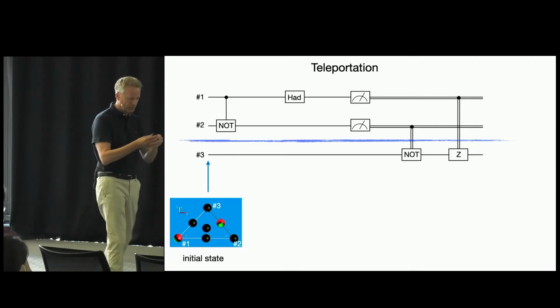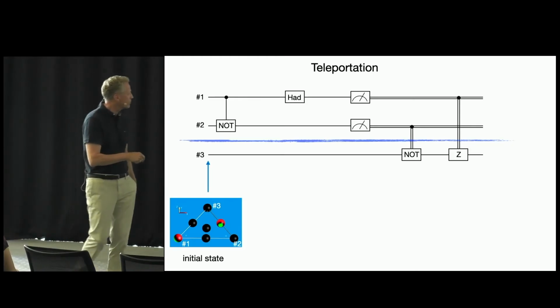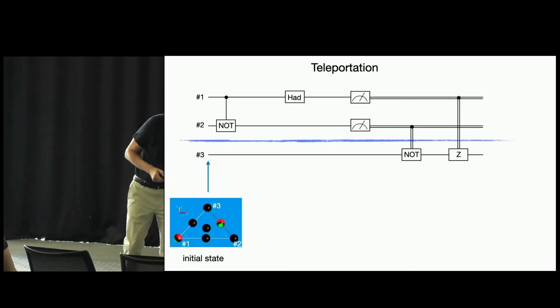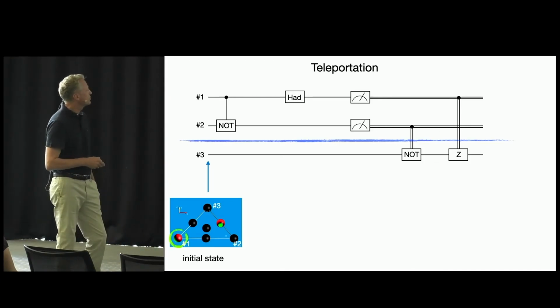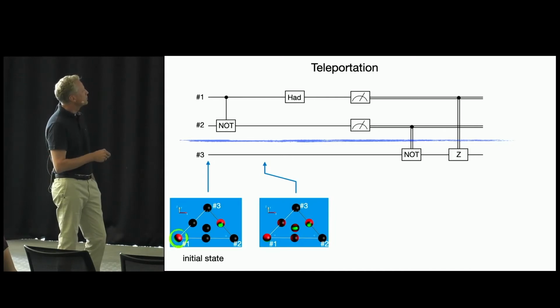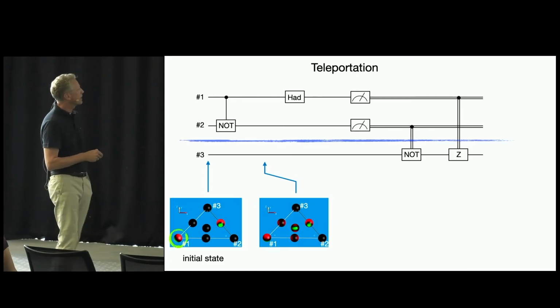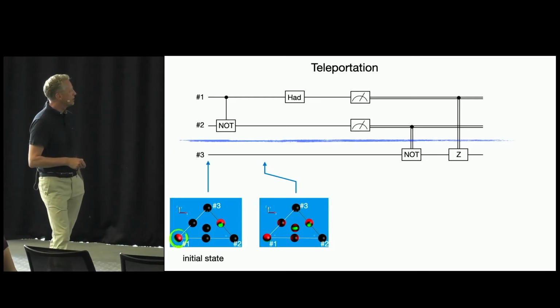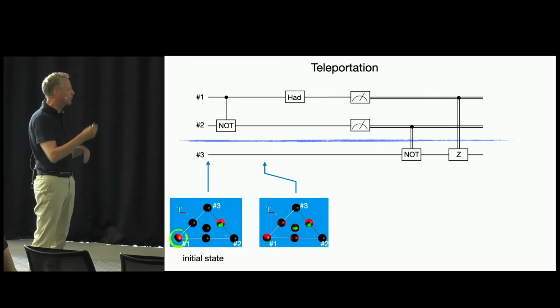And now I have this state. I put it in some arbitrary angle, and we want to transfer this state to qubit number 3. So this is the state of interest. First we apply a controlled NOT gate to this. So this creates this picture. And again, I just look at the picture now. Of course, you can do the math and see the correspondence.